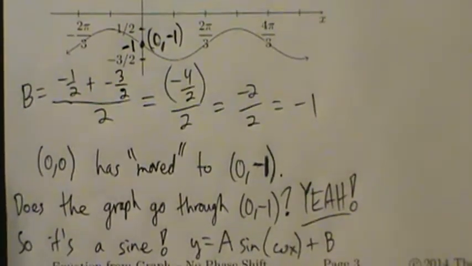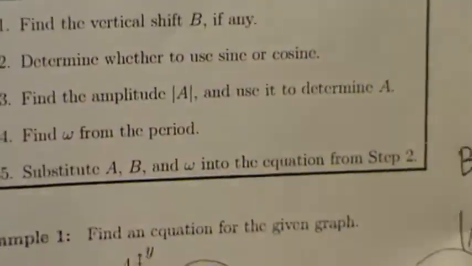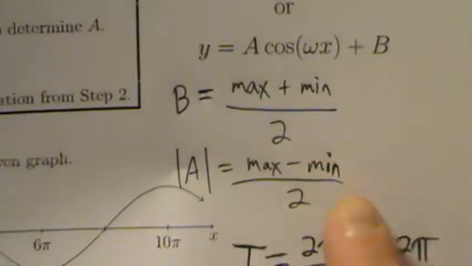Now, what's next? That's it for step 2. Step 3: find the amplitude, the absolute value of a, and use it to determine a. The absolute value of a is max minus min divided by 2.